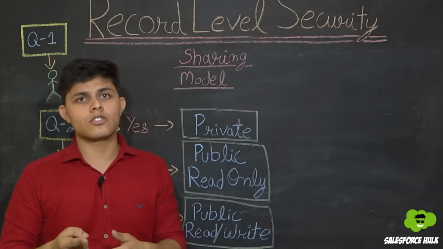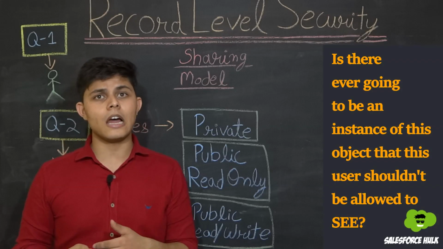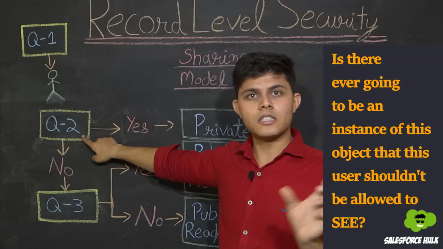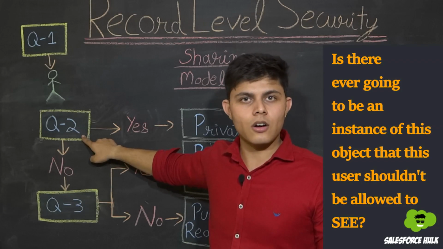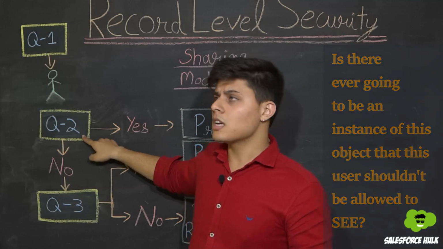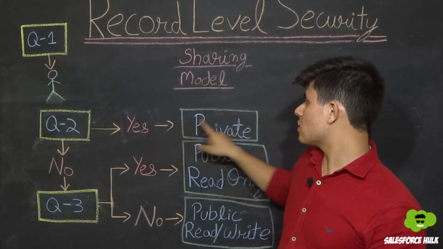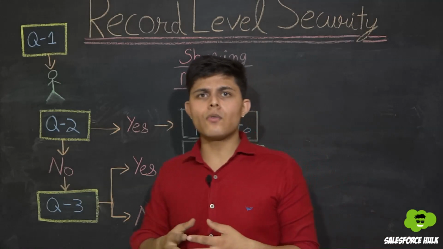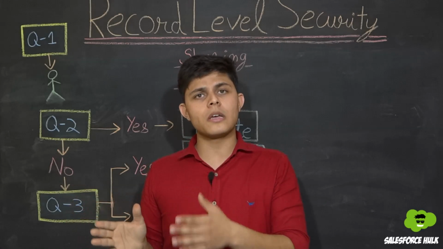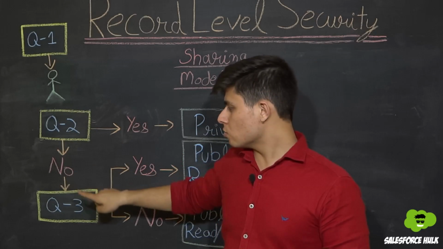Now we need to go to the next question: is there ever going to be an instance of this object that this user shouldn't be allowed to see? Instance of an object is a record. So is there ever going to be an instance of this object that this user shouldn't be allowed to see? If this user is not allowed to see any single record, then in that situation the access level will be private. But if you want this user to have access to all the records as view, like this user should be able to view all the records, then the answer to this question is no, and we need to go to the third question.